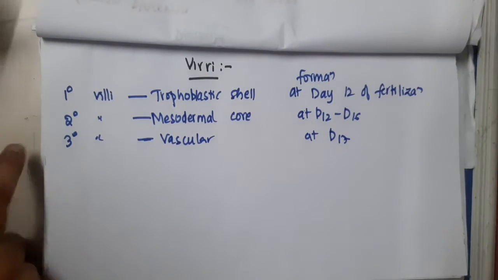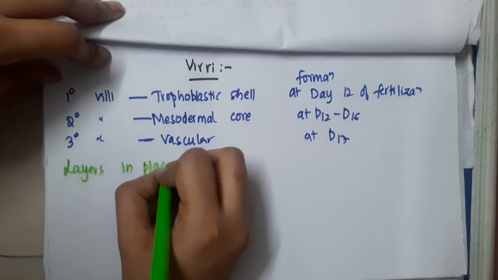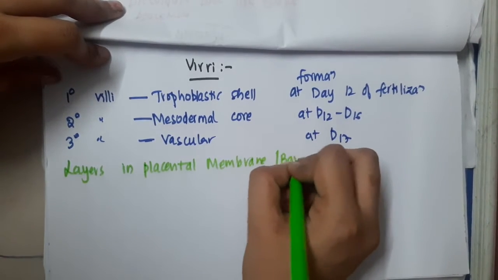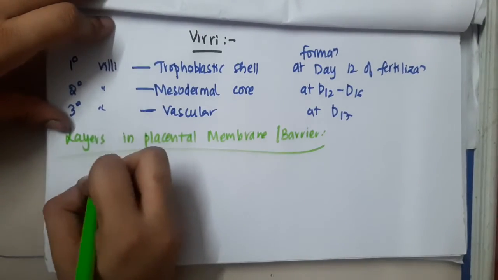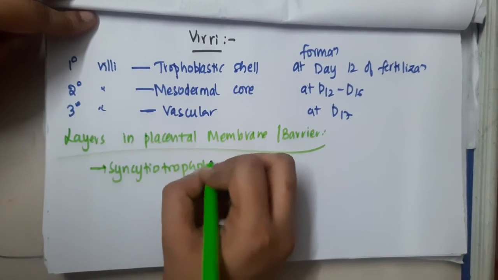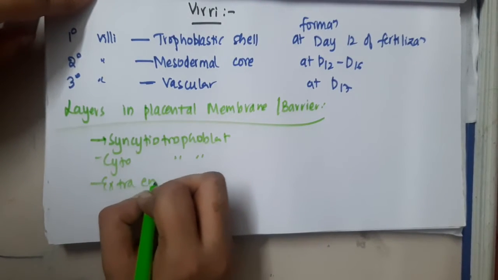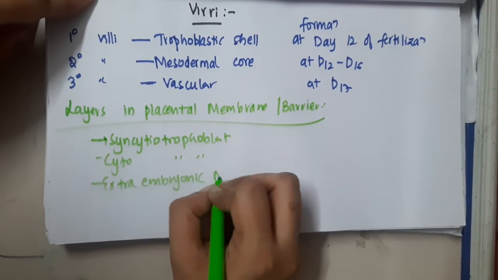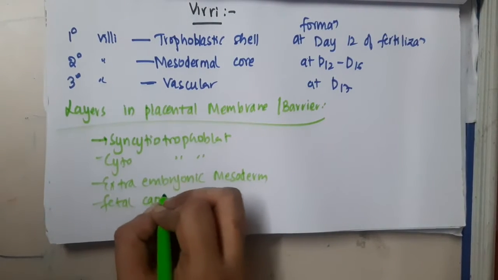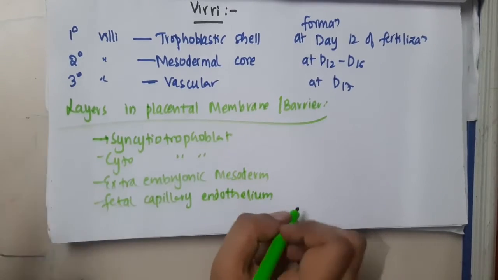If you were asked what are the layers seen in the placental membrane or placental barrier, they are syncytiotrophoblast, followed by cytotrophoblast, followed by extraembryonic mesoderm, then fetal capillary endothelium. So these are the layers in the placental membrane or barrier.